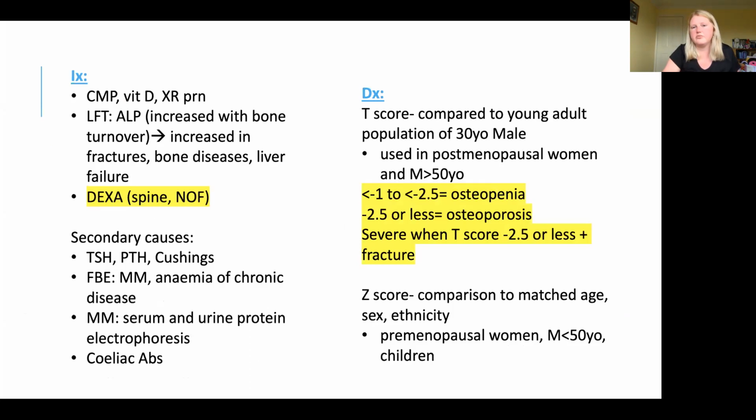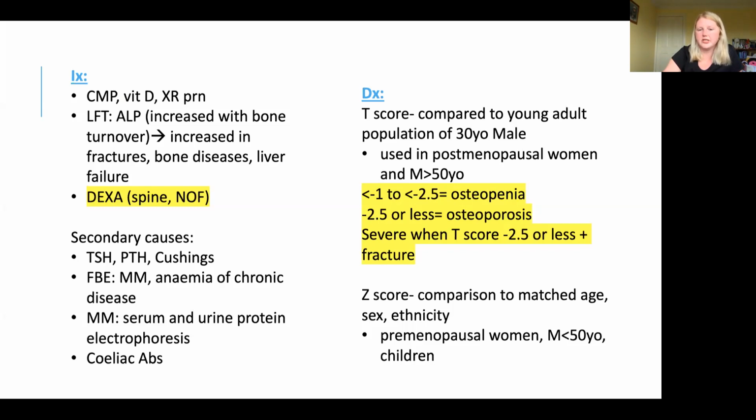So -1 to -2.5 as a T-score signifies osteopenia, and -2.5 or less signifies osteoporosis. You can be asked the difference between a T-score and a Z-score, which unfortunately is a bit of epidemiology that can come up in exams. Basically, what you need to understand is that the T-score compares the bone density to a young adult, generally a 30-year-old male. But this is actually the most commonly used score.